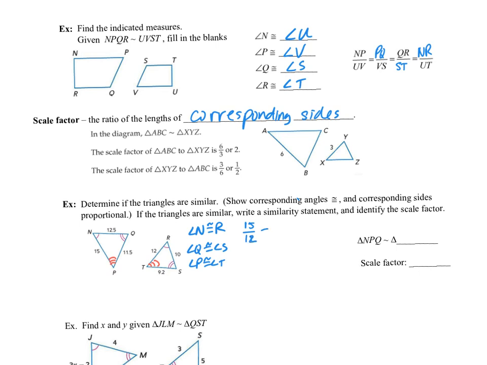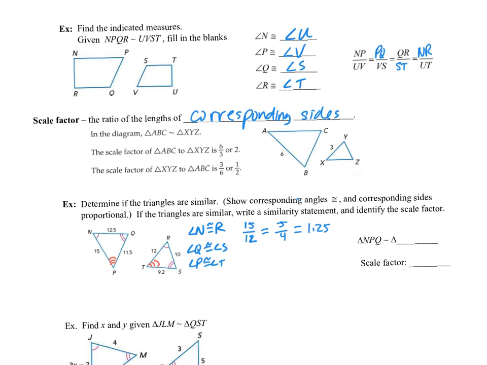Now let's go ahead and reduce 15 to 12. 15 to 12 reduces to 5/4, and you're going to see in a minute that it's going to be helpful if I even write that as a decimal. So that would be equal to 1.25, okay? So we've written a ratio of the big side of the big triangle to the big side of the little triangle. Now let's take the medium side of the big triangle and compare it to the medium side of the little triangle.